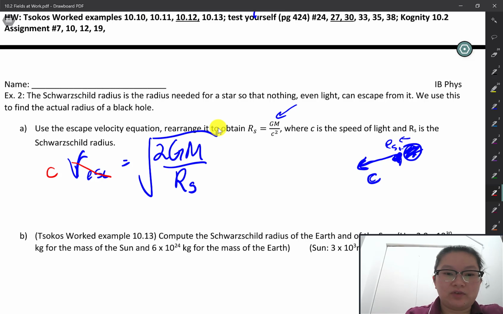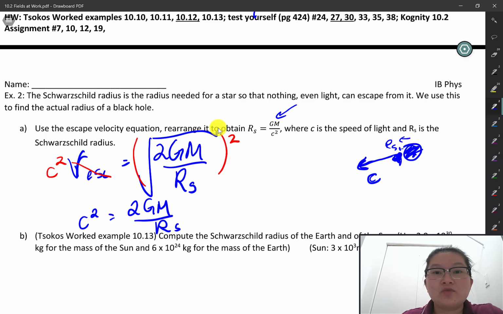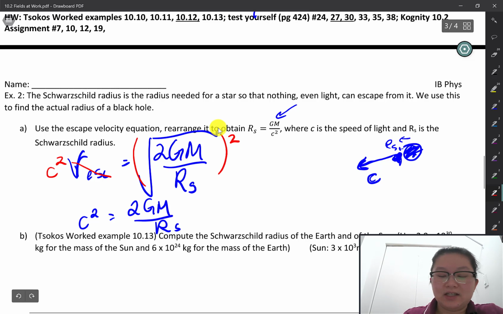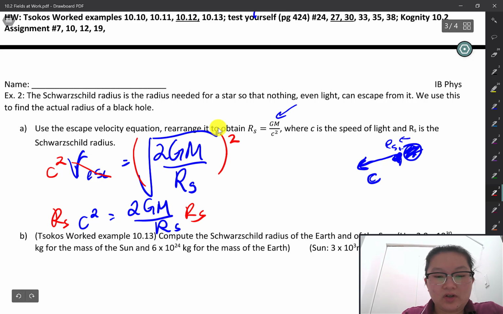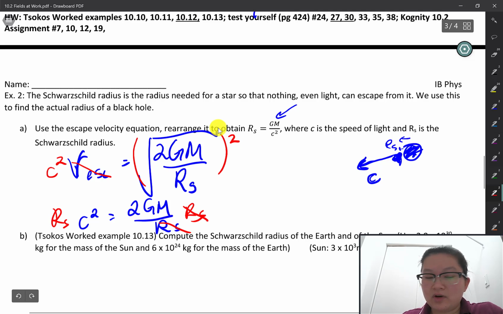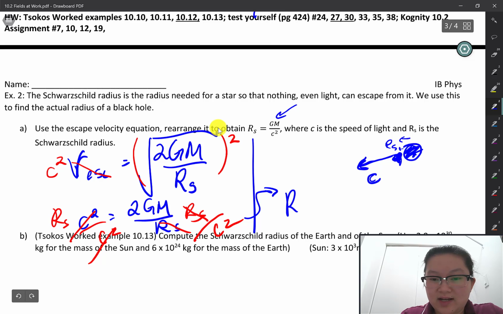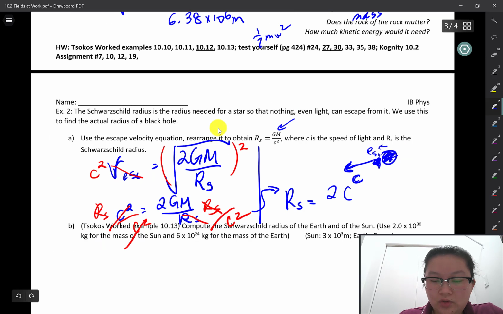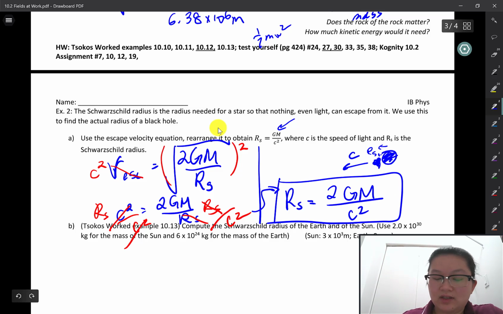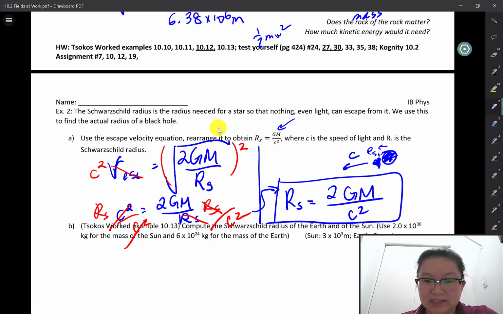Rearranging this equation, first of all, we're going to have to square both sides. And then we're going to rearrange for the Schwarzschild radius. So I would have to multiply this up to the other side in order to make it on top. And last but not least, divide both sides by the speed of light squared to isolate for r s, which is going to give me r s is equal to 2 big G big M over c squared. Okay, so that is the Schwarzschild radius.